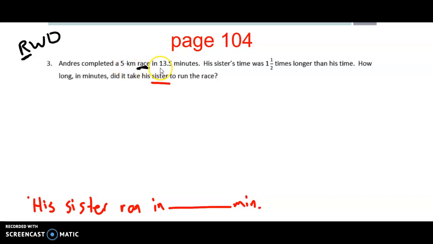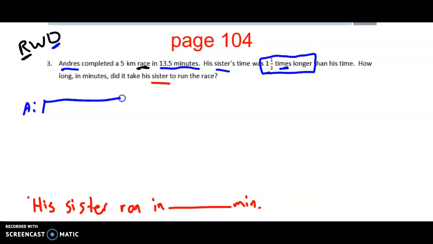But what we do care about is that Andre went and solved a race in 13.5 minutes. Sister's time was 1.5 times longer. So I'm going to include that times longer in there. That's even a hint word. Okay. So as we know, I like to draw some pictures. So I'm going to have Andre. He ran his race in 13 and 5/10 minutes.